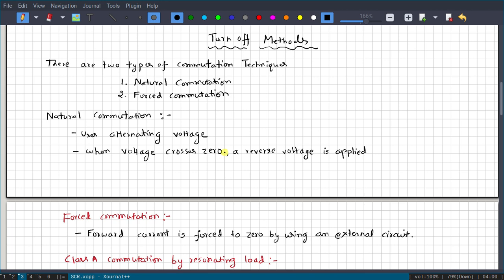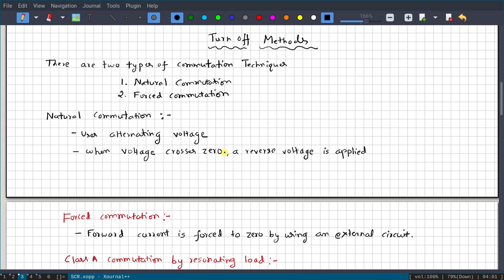In the last video we discussed that you can turn off an SCR by bringing the anode current below the holding current, removing the excess charge carriers from the outer junction layer, and removing the charge trapped in the inner junction through recombination. Now that we have studied that mechanism, we will see what techniques or methods we use to turn off the SCR.